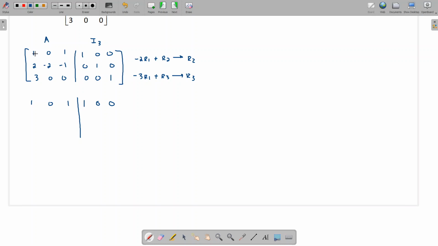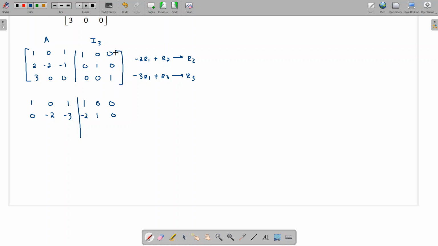Then -2 times this added to that gives us 0. -2 times 0 is still 0. Added to this keeps it as a -2. -2 times the 1 plus the -1 is -3. Negative 2 times that, negative 1 plus the 0 puts a negative 2 in that spot. Then the rest of these, you're going to multiply them by zeros, so they're not changing. That's going to be a 1 and a 0.